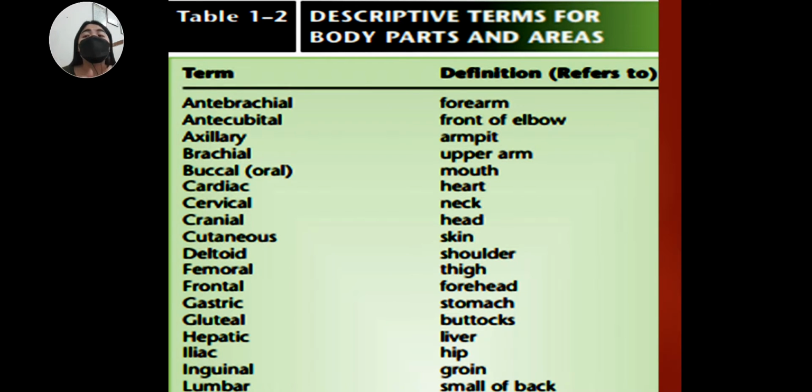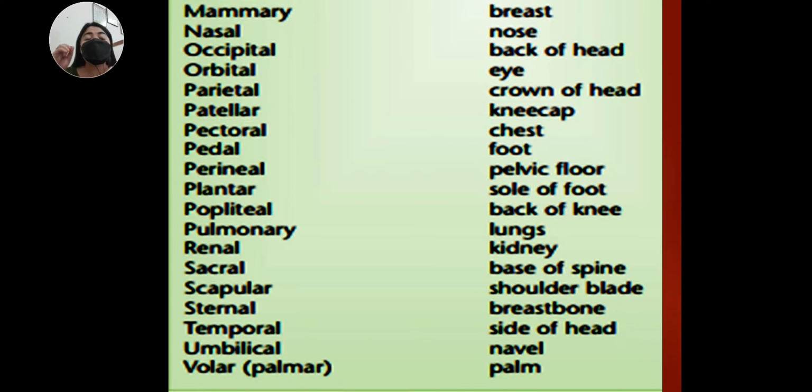Later on, I will be showing you where these different terms are located, where we can find them in the parts of our body. I will be showing you an illustration again that shows the location of the different parts and areas. Okay, let's proceed to another slide.